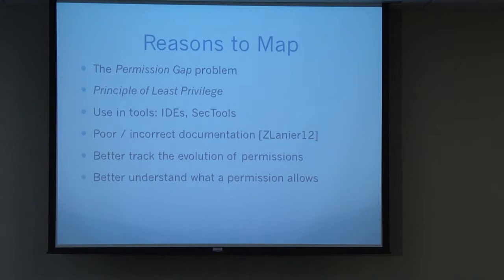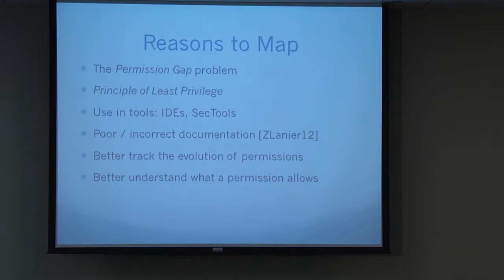Also, it would be quite useful in security tools, such as those wanting to verify that an app has only the permissions it requires. If you look at the Black Hat 2012 talk that Zach Lanier and I did, we presented some examples of incorrect and misleading documentation, which is also a good reason why we want to have a map. If the docs aren't correct, at least something other than that should be a basis for reality.